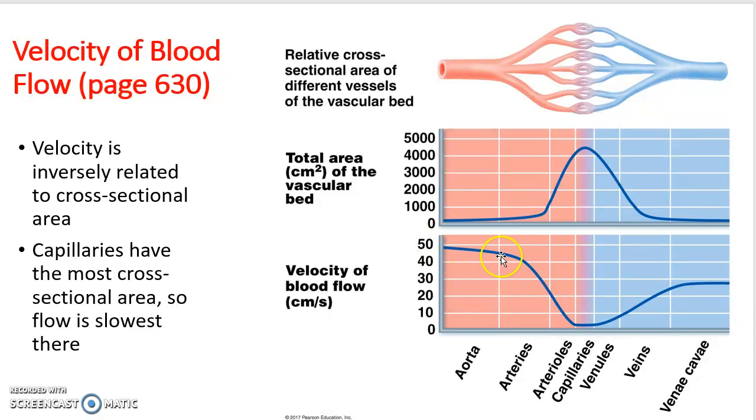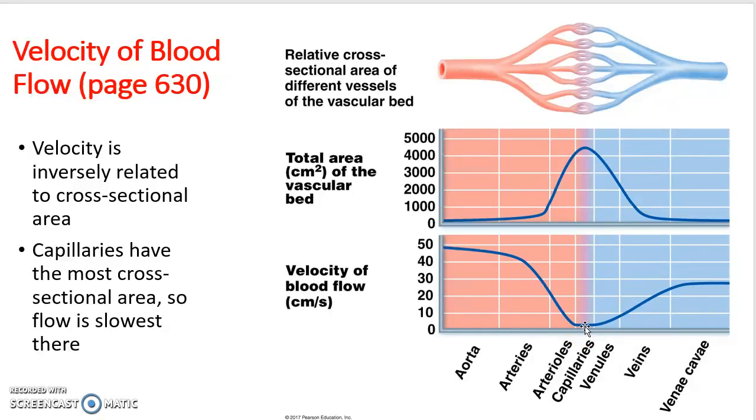So because cross-sectional area is inversely related to velocity, the smaller cross-sectional area vessels are going to have faster velocity, and that's what we see here. The aorta has the fastest velocity, and then we have the arteries, and you see it's really going to drop through the arterioles as the cross-sectional area goes up, and then in the capillaries, the speed of blood flow is quite low.